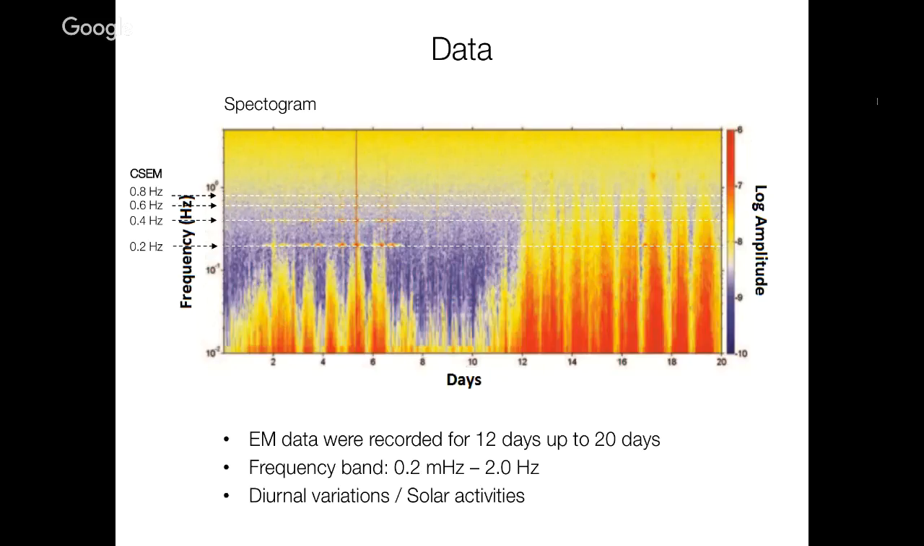So in this chart, the red color means higher amplitude? Yeah, higher amplitude. I think it's 10 to the minus 6 to 10 to the minus 10, I guess. Okay. So that's what the data looks like, and the frequency band is 0.2 millihertz to 2 hertz. There is some diurnal variation, and there are probably some solar activities which change your MT signals here.